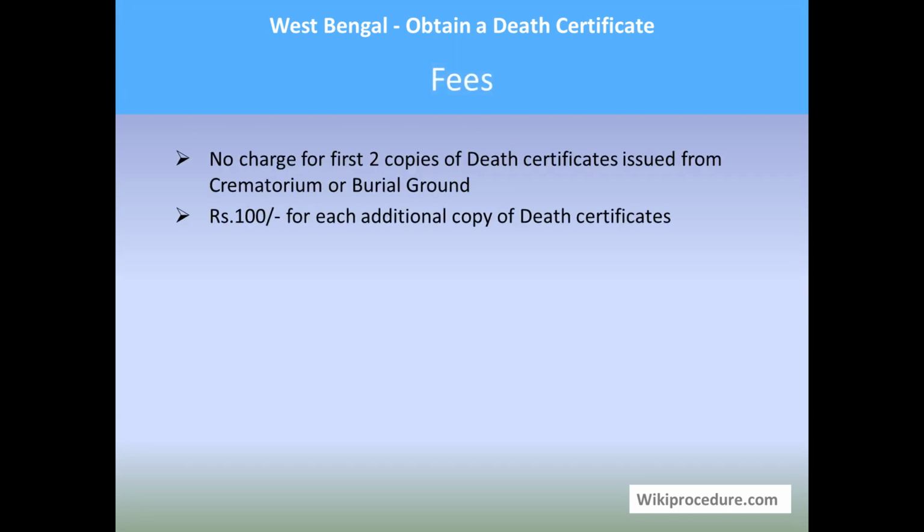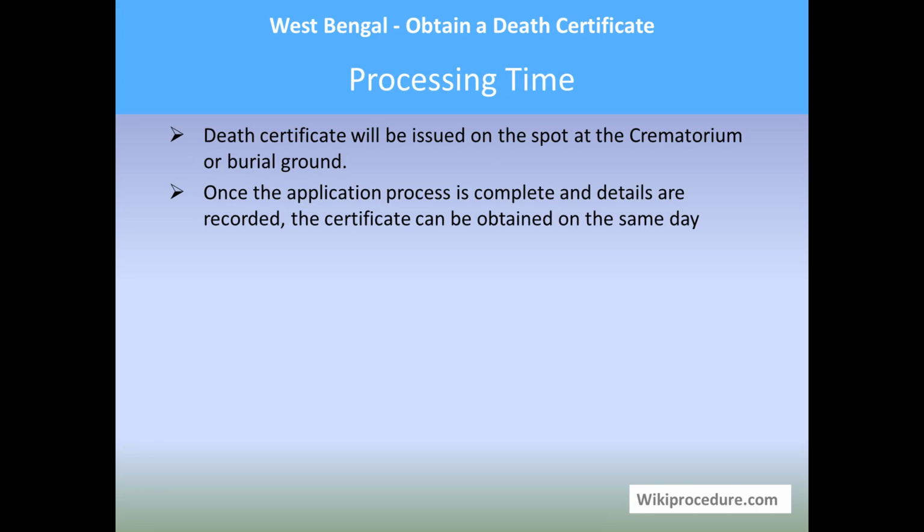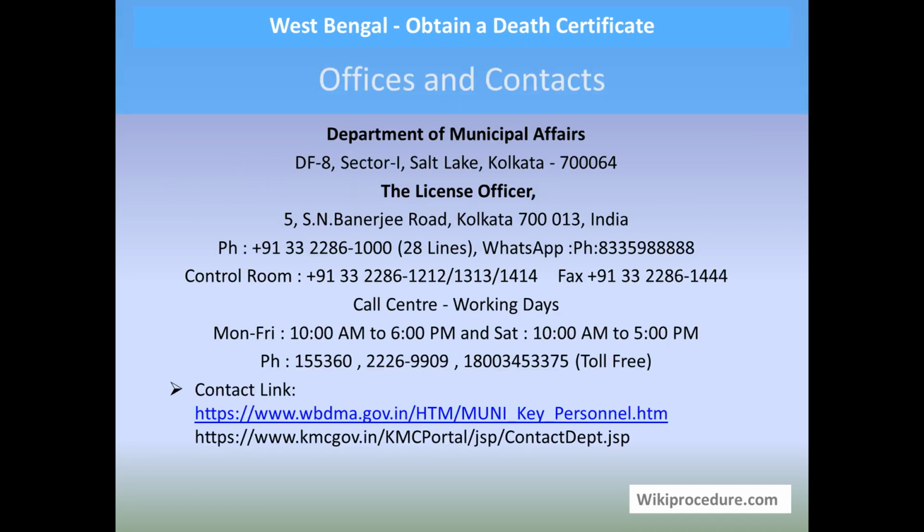Fees: no charge for the first issue of 2 copies of the death certificate from the crematorium or burial ground, and ₹100 for each additional copy of the death certificate. Processing time: the death certificate will be issued on the spot at the crematorium or burial ground. Once the application process is complete and details are recorded, the certificate can be obtained on the same day.